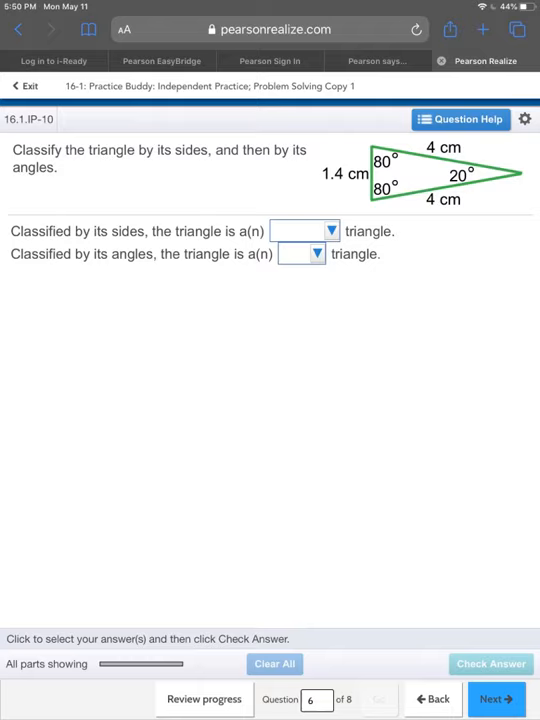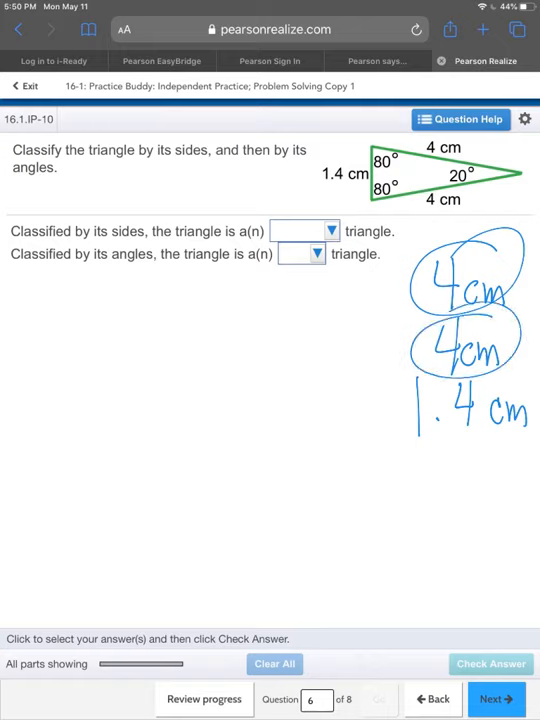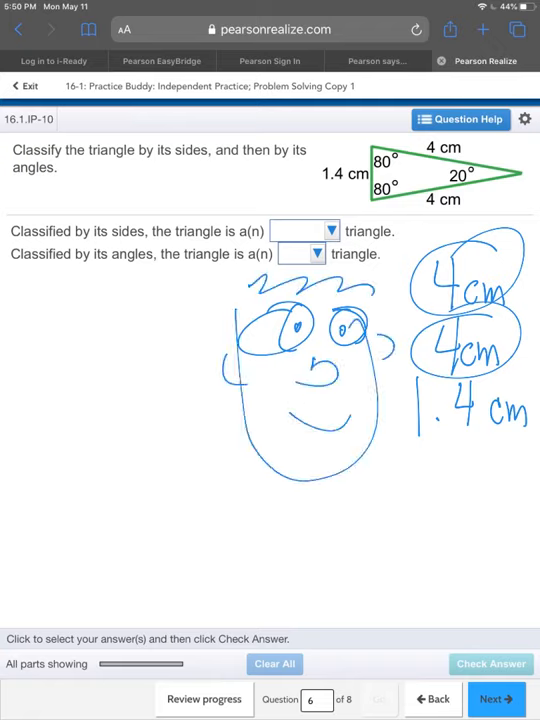Another one the same. Focus on the sides first, and then focus on the angles. Just write down your sides. I got 4 centimeters, 4 centimeters, and 1.4 centimeters. I got two sides that are the same. I have two "eyes" the same. What word sounds like eyes? That would be your answer for the first one.